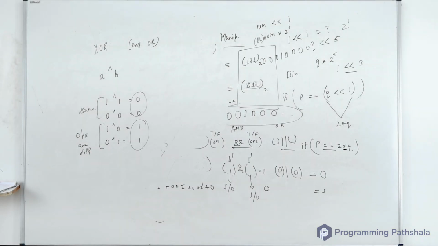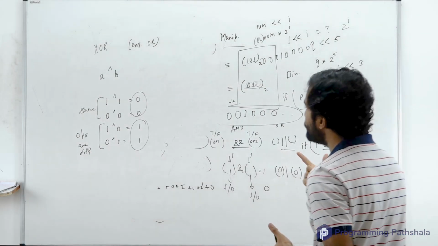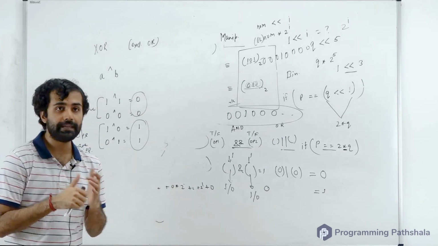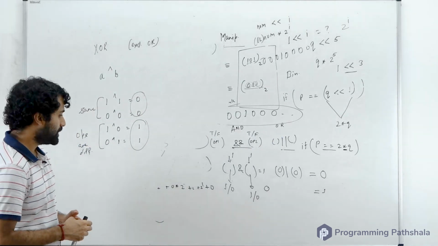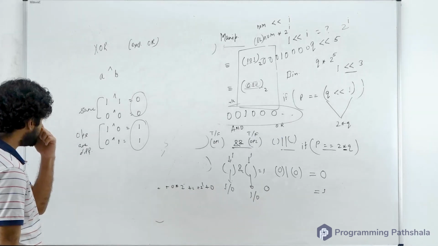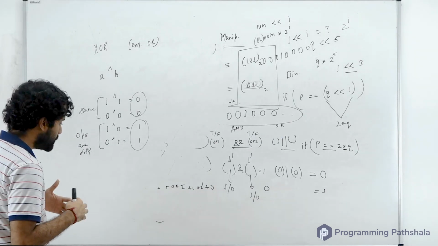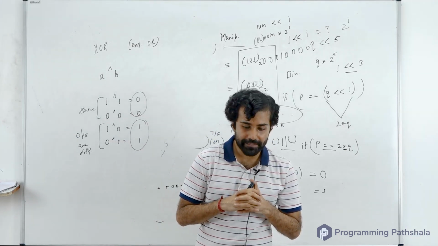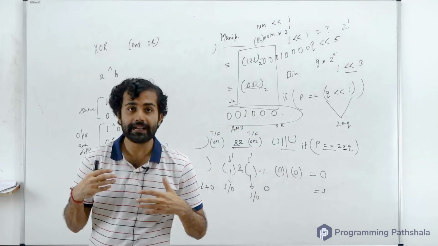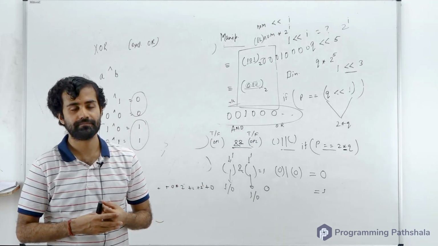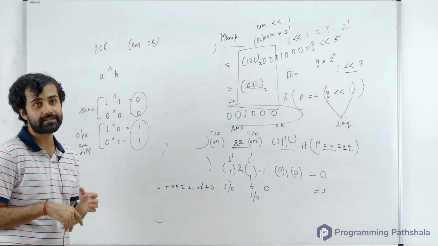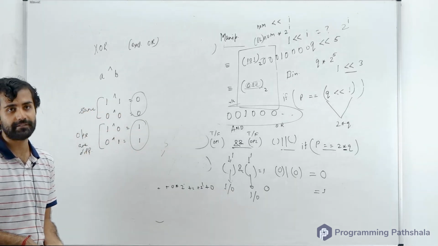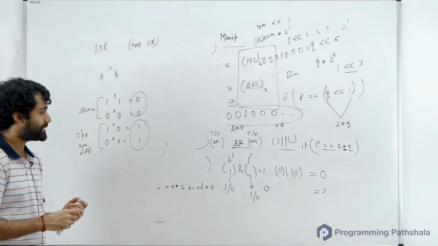Now use your brain: in what kind of terms would this be important? It would be extremely important if there are two numbers and you simply want to check whether their ith bits are the same or different. Then this XOR can help you a lot. We'll see such questions.